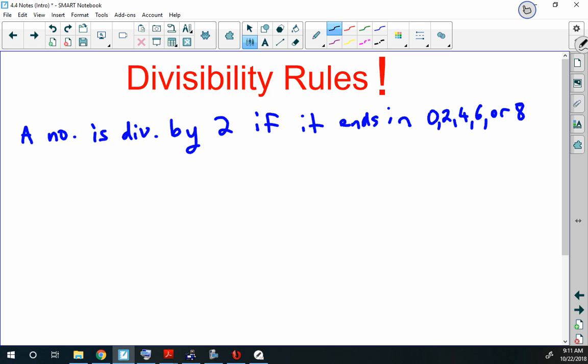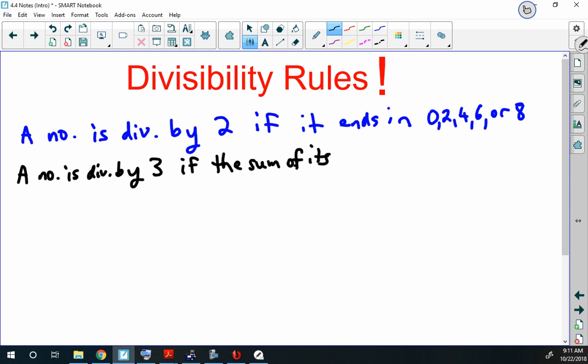So the divisibility rule for 3 is weird. A number is divisible by 3 if the sum of its digits is divisible by 3. This is a weird one. A number is divisible by 3 if the sum of that number's digits is divisible by 3.